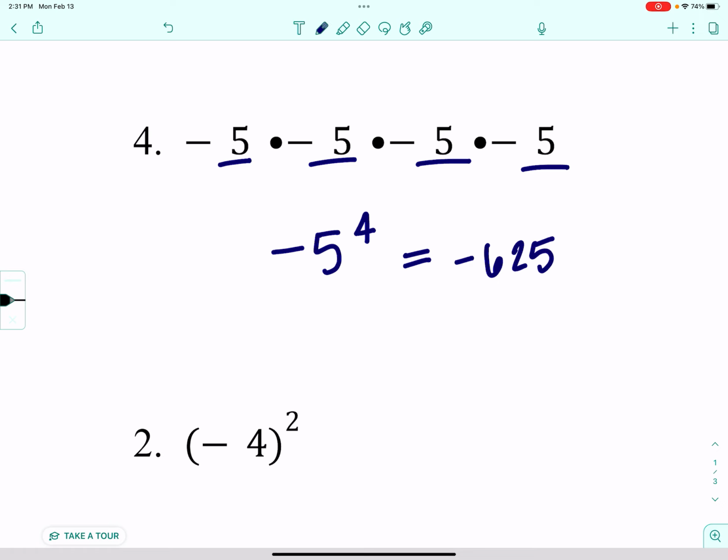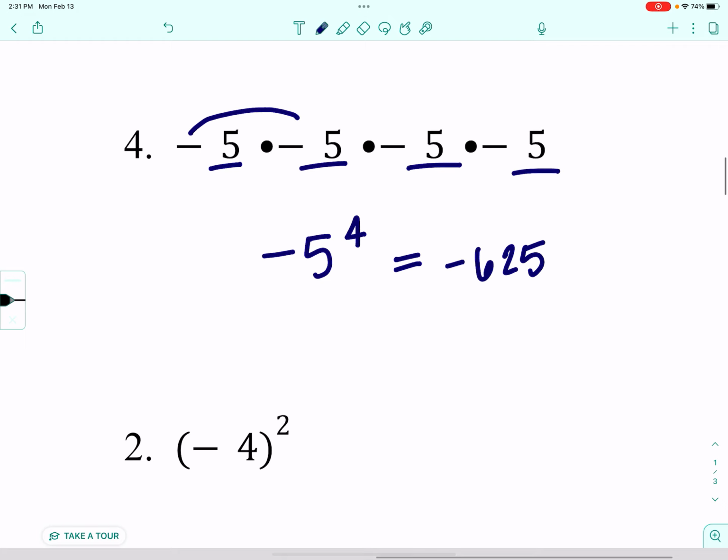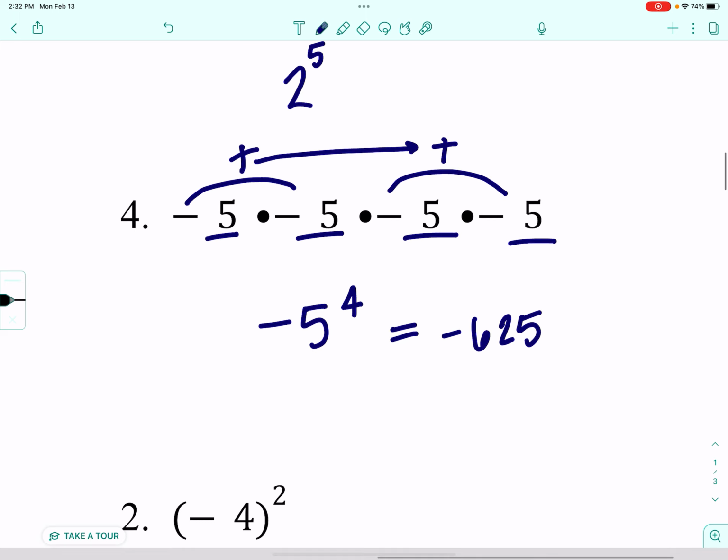But remember when you were first learning to multiply negative numbers, you learned that a negative times a negative is a positive, and a negative times a negative is a positive, and a positive times a positive should be a positive. Then we got a negative. So here's what's going on.